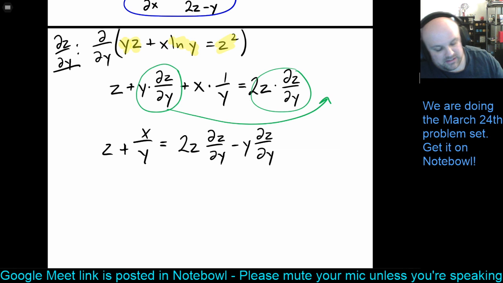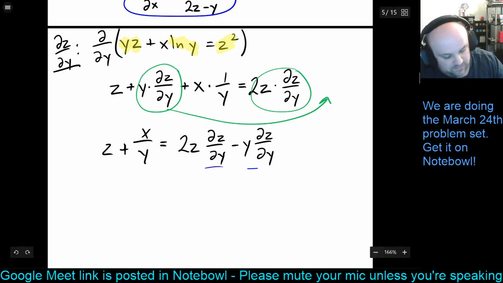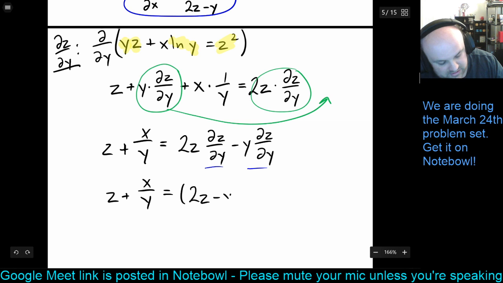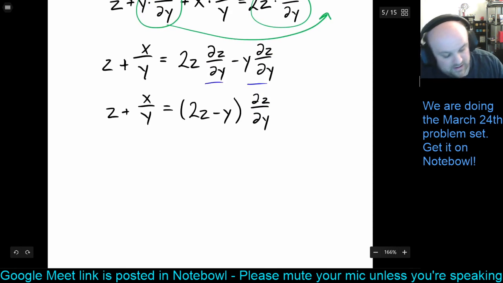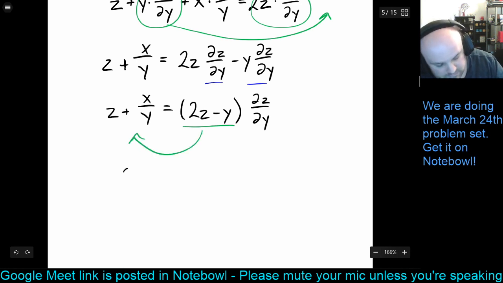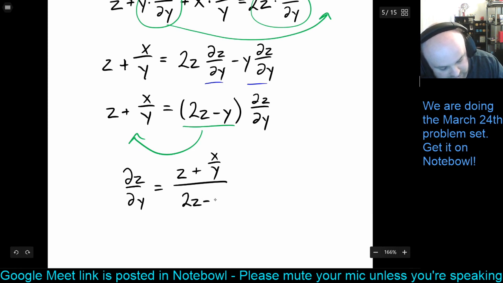Right. And just like last time, we're going to factor this out. So z plus x over y is 2z minus y times dz dy. And now we just solve for this by taking this and dividing it to the other side. So dz dy is, x, not x. Let's try that again. z plus x over y over 2z minus y.